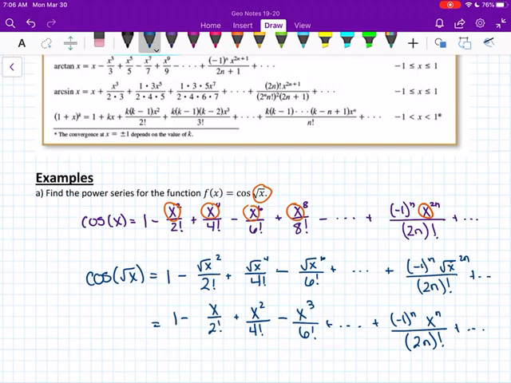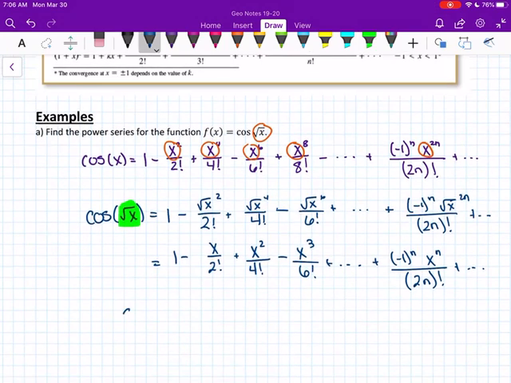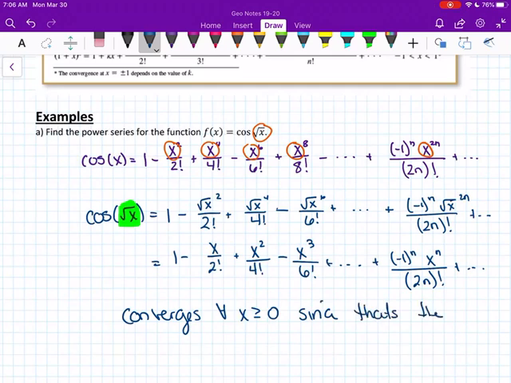And now I need to think about the interval of convergence for this one, or just for which values of x it converges. There's not really a radius of convergence for this one. Because I have this square root of x, I need to think about the domain of the square root of x, which is just all x greater than or equal to 0. So this converges for all x greater than or equal to 0, since that's the domain of cosine of square root of x, specifically looking at that inner function.